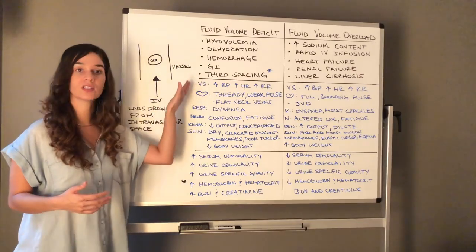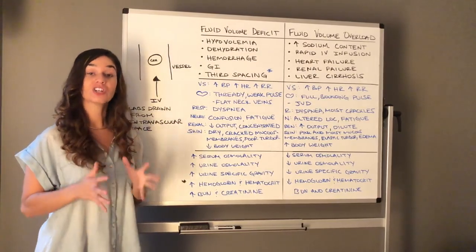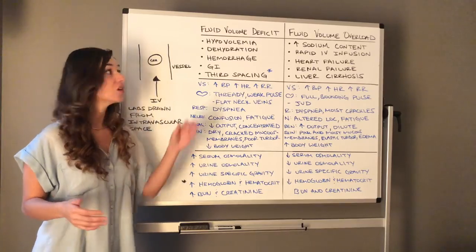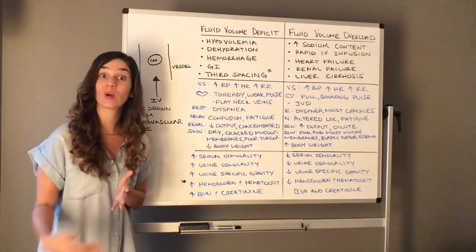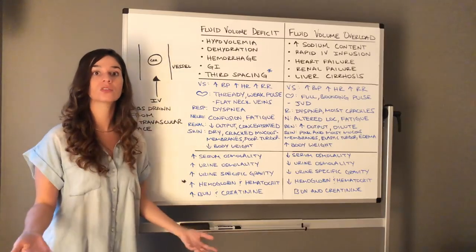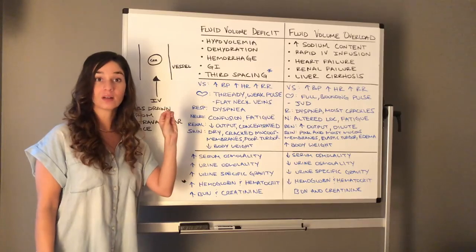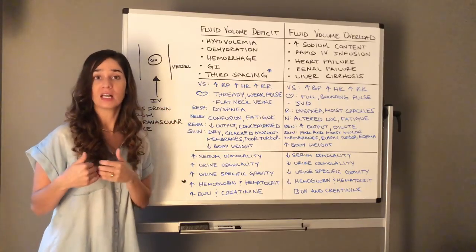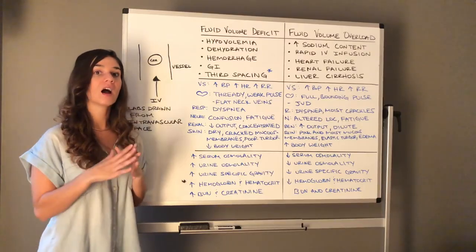So the reason third spacing doesn't mimic everything exactly is, think about it. The fluid's still in our body, but not where we want it to be. In all other forms of fluid volume deficit, for instance, we would have weight loss because we physically lost fluid from our body. But third spacing is a little different because that fluid is still in our body, just not where we want it to be. So would they have weight loss? Probably not. They could even have weight gain.